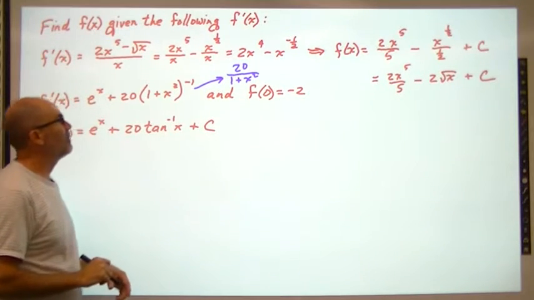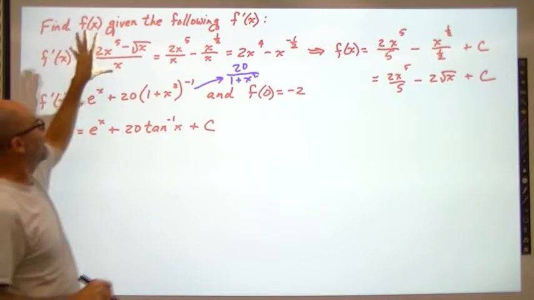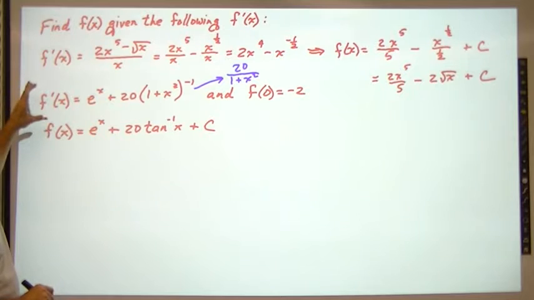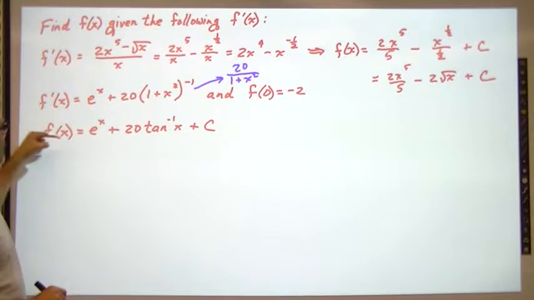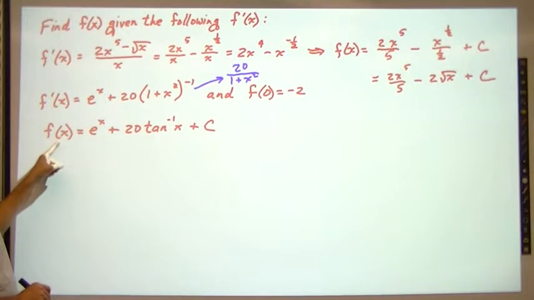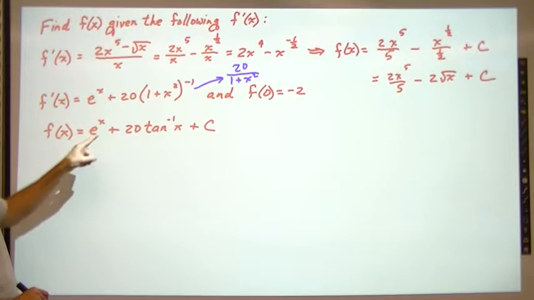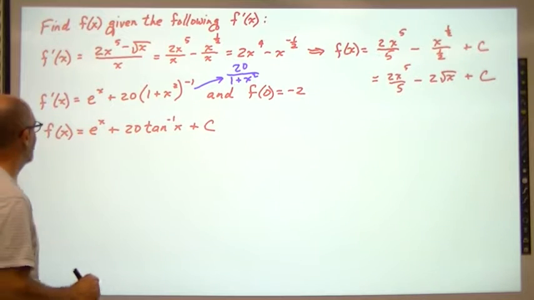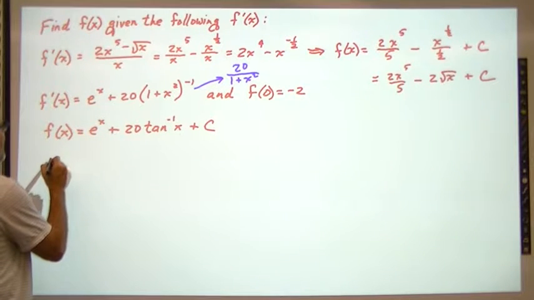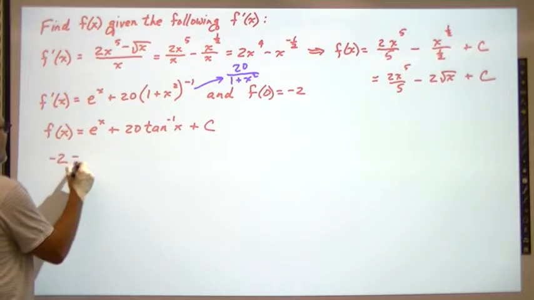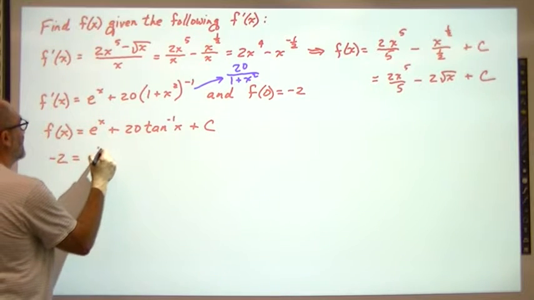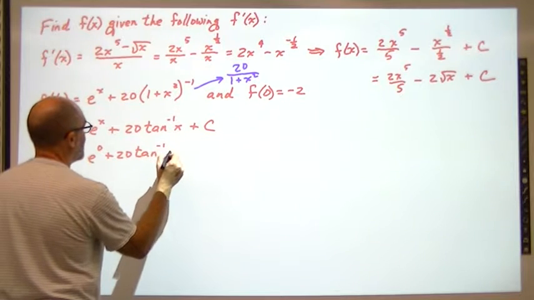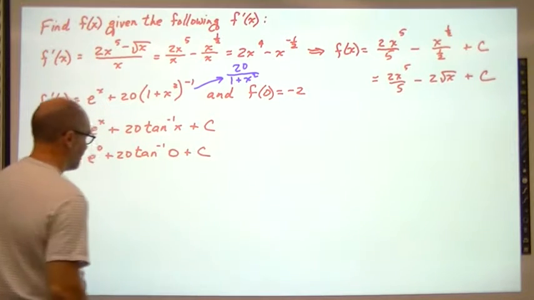Okay, so the derivative is this, the antiderivative is small f. So the derivative is this. Now the antiderivative is the original function then, and that's e to the x plus 20 inverse tangent x plus c. Now, if f of 0 equals negative 2, then what that means is negative 2 equals e to the 0 plus 20 inverse tangent 0 plus c.